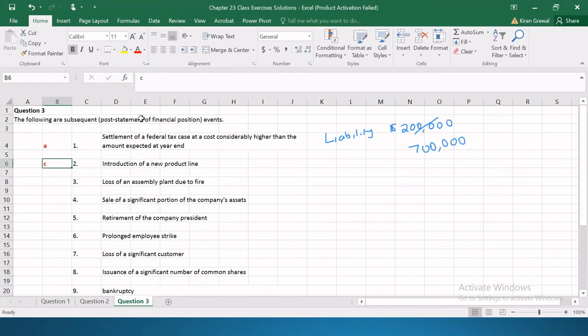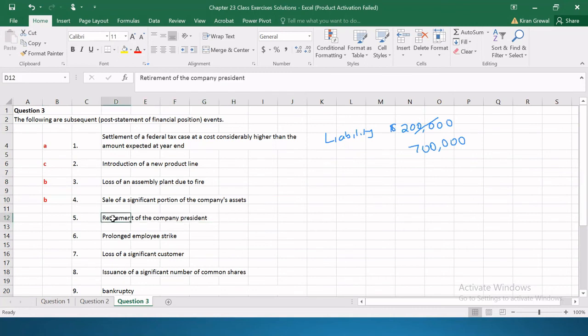Loss of an assembly plant due to fire. So we did talk about this already. You don't have to change the amounts, but you do have to disclose it. So B, sale of a significant portion of the company's assets. Right after year end, they sold a significant portion of the company's assets. You wouldn't have to do an adjustment because those assets were still owned by the company at year end, but you would have to disclose that. So B, disclose.